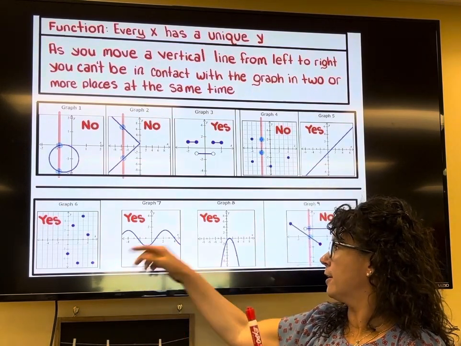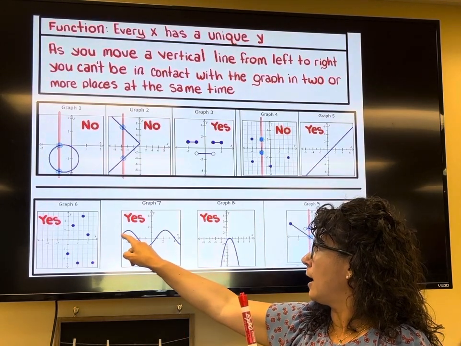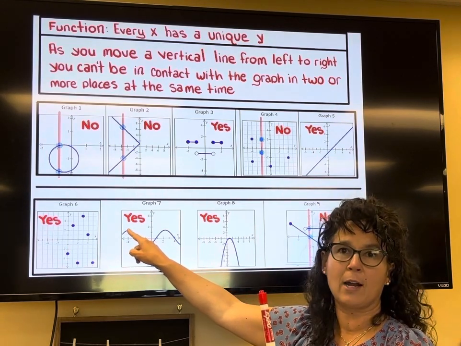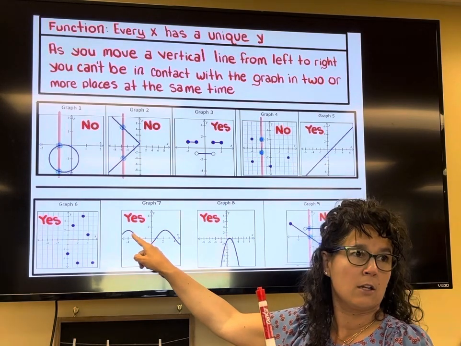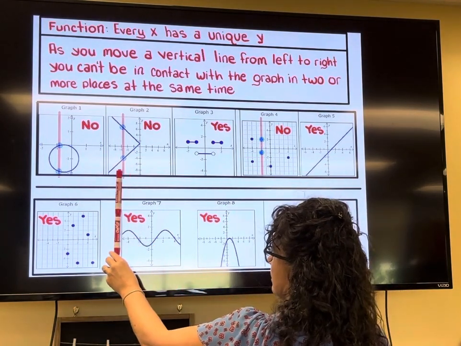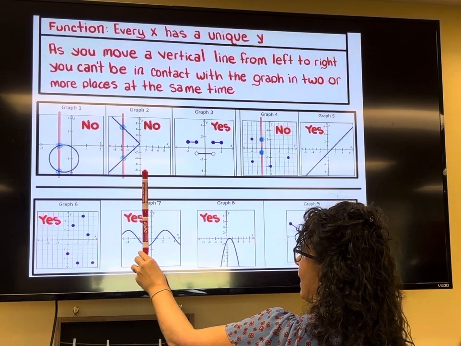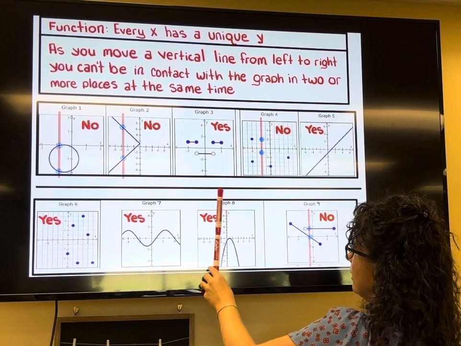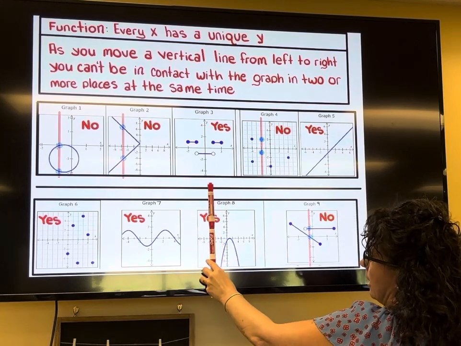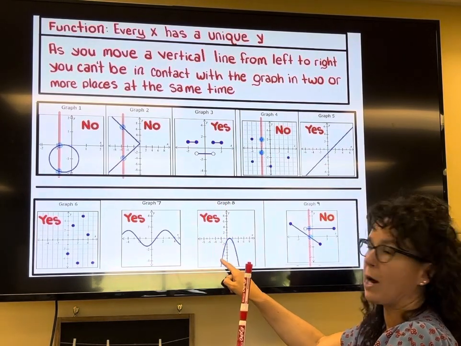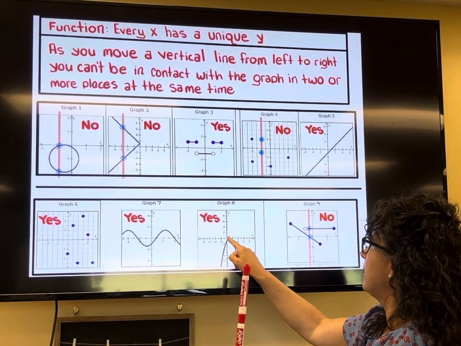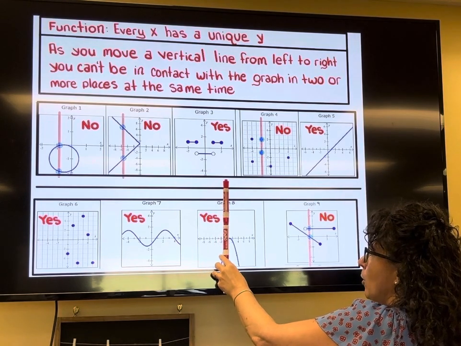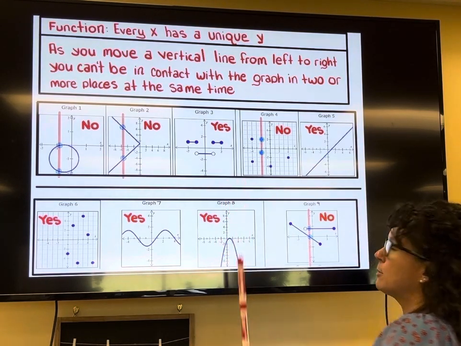This sine curve here, the next dot is higher and to the right, a little higher to the right, a little higher to the right, a little lower to the right, a little lower to the right. As I go across here, I'm only in contact with the graph at 1 point at a time. So yes, it's a function. And then this guy here, this upside down parabola, every point is a little bit further to the right and up, to the right and up, to the right and up, and then to the right and down, to the right and down. I don't have any points stacked. I'm only touching the graph at 1 point at a time, so yes.